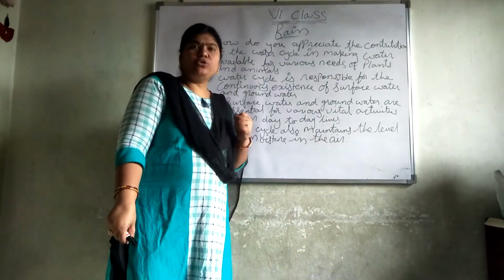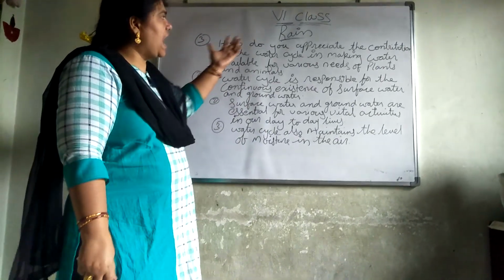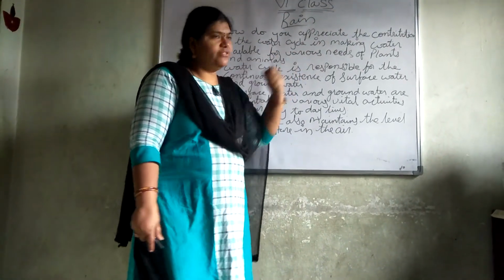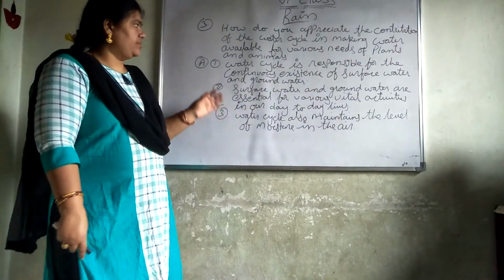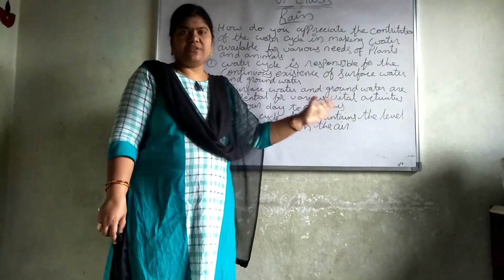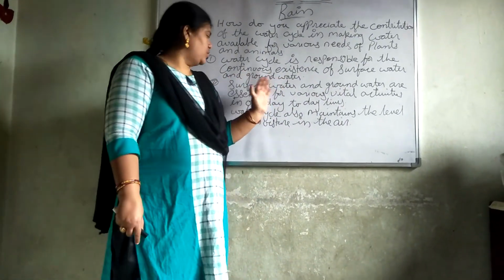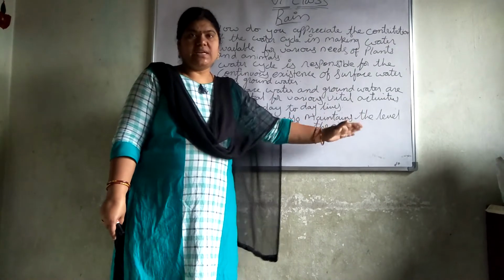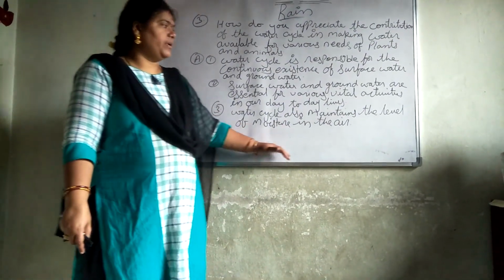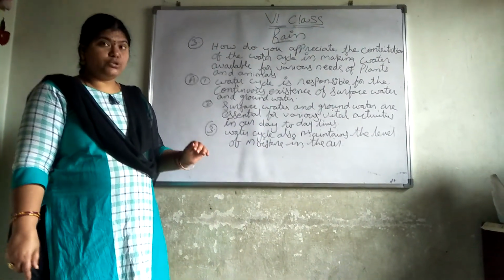If anyone is doing good things, what will we do? We will appreciate it. So, in the same way, how do we appreciate the contribution of the water cycle in making water available for various needs of plants and animals? Water cycle is responsible for the continuous existence of surface water and groundwater. Surface water and groundwater are essential for various vital activities in our day-to-day lives. Water cycle also maintains the level of moisture in the air. In which way is the water cycle useful for us?